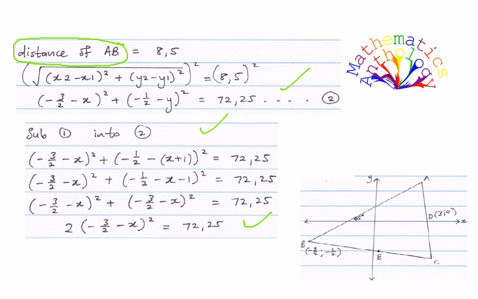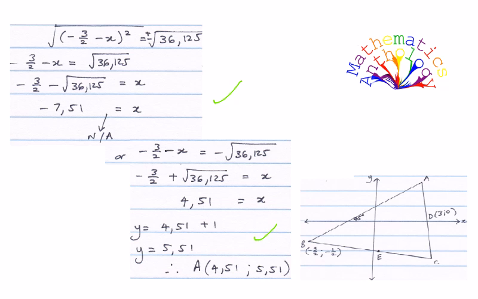Oh, in fact, it's a bit easier this one. We don't need to square the binomials because the second bracket there simplifies to negative 3 over 2 minus x. So is the same with the first bracket. It's also negative 3 over 2 minus x. So we have negative 3 over 2 minus x all squared plus another negative 3 over 2 minus x all squared, and that's equal to 72,25. It means that we have two brackets that are negative 3 over 2 minus x all squared. That's equal to 72,25. So the next line I would actually divide both sides by 2 to get rid of the 2 in front of that bracket.